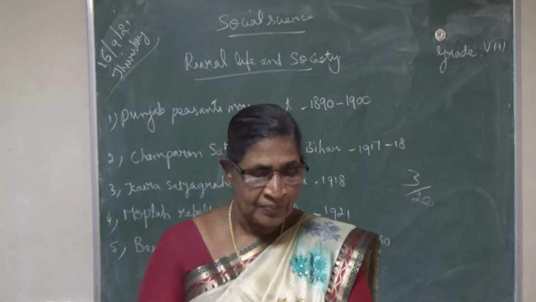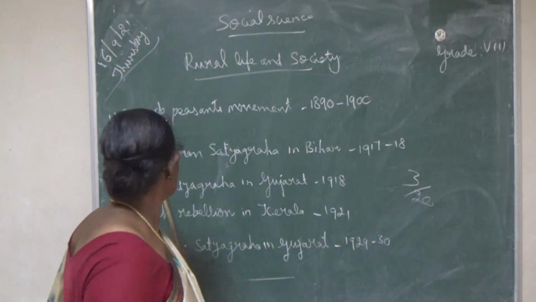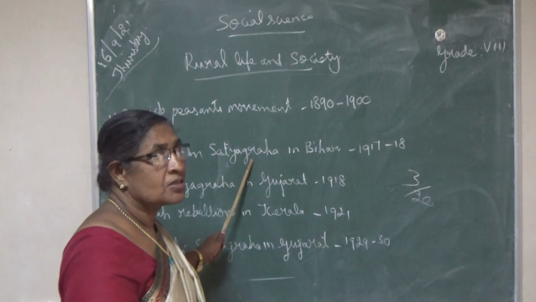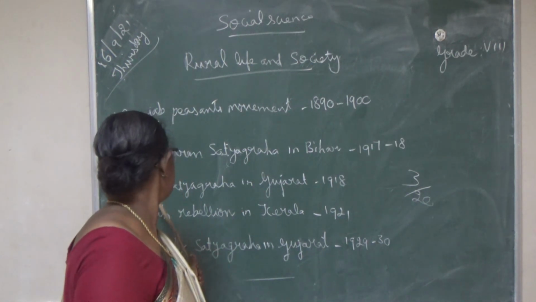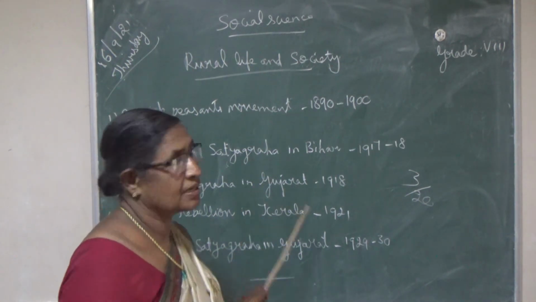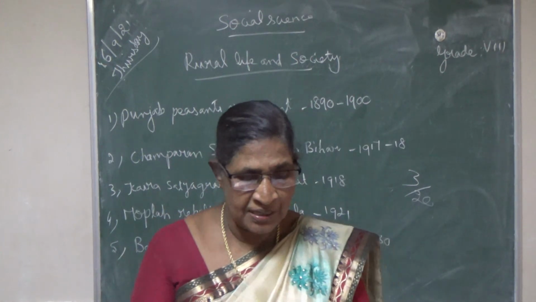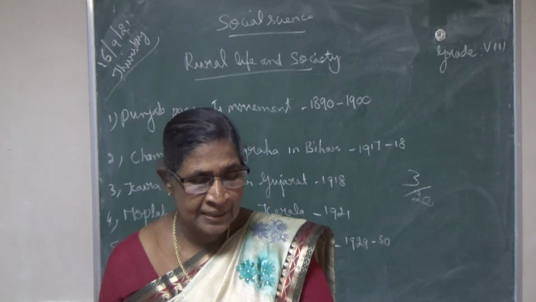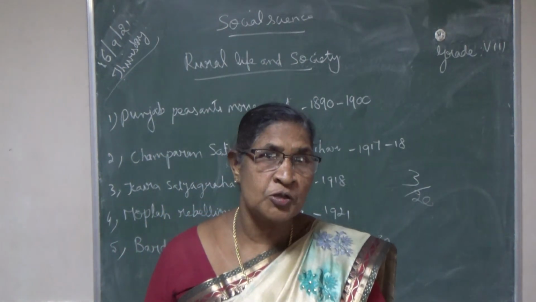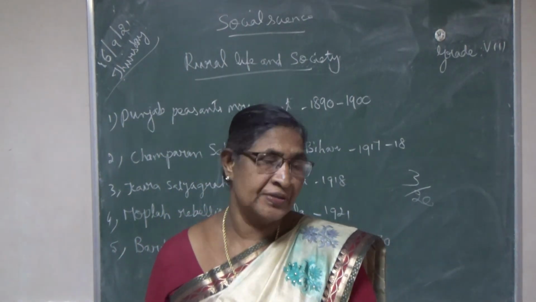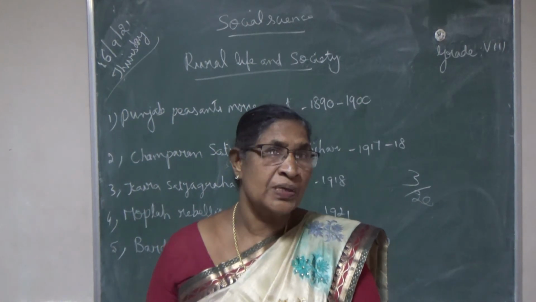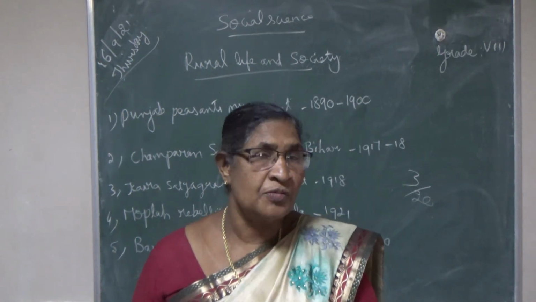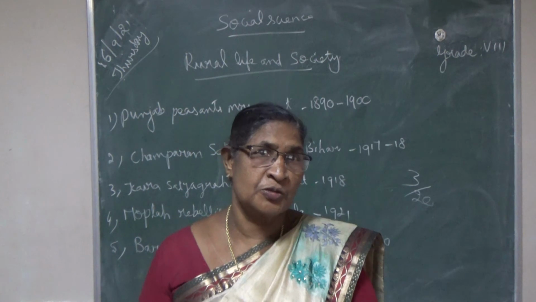Here also, like the Champaran Satyagraha in Bihar, Gandhiji. Okay, this is Kheda Satyagraha in Gujarat. Here also Gandhiji had the leadership. So here the government had to bow to a settlement with the peasants. The government accepted a small reduction of the land revenue for the peasants.